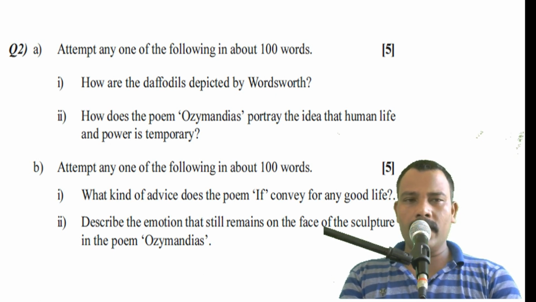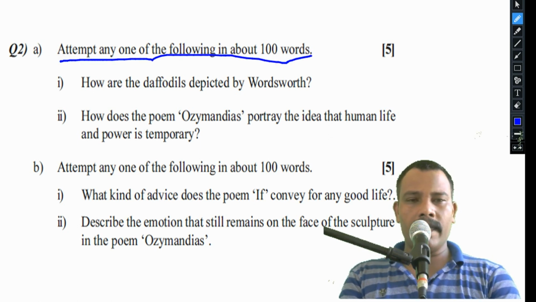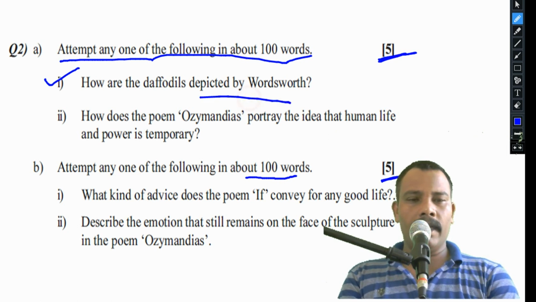Let us discuss question number 2A and B. Question number 2A: attempt any one of the following in about 100 words. It carries 5 marks. Question number 2B: attempt any one of the following in about 100 words. Again it carries 5 marks. Now what is question number 2A? How are the daffodils depicted by Wordsworth? That is William Wordsworth's poem "Daffodils".